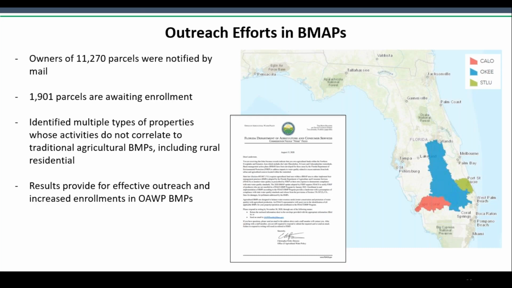Those three attributes were important to consider because typically when an ag operation has one or all three of those identifying features, it means that it's typically going to be more intensive and something that is a high priority to be enrolled in our program.